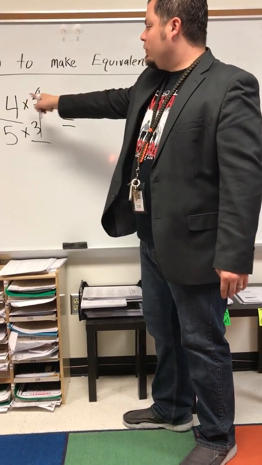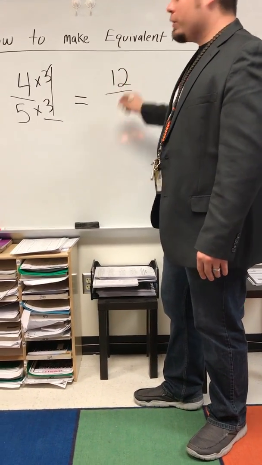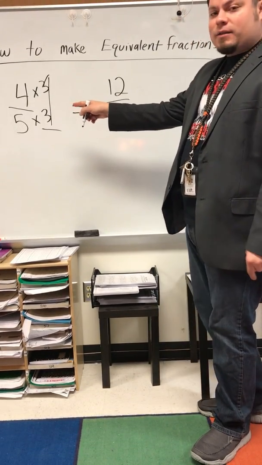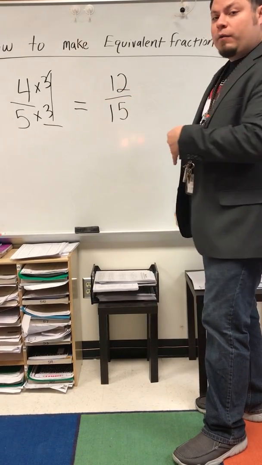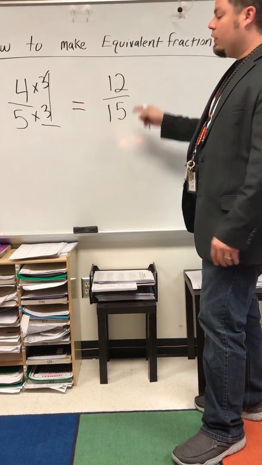So if I do my 4 times 3, my new numerator is 12. If I do my 5 times 3, my new denominator is 15. So an equivalent fraction to 4/5 is 12/15.